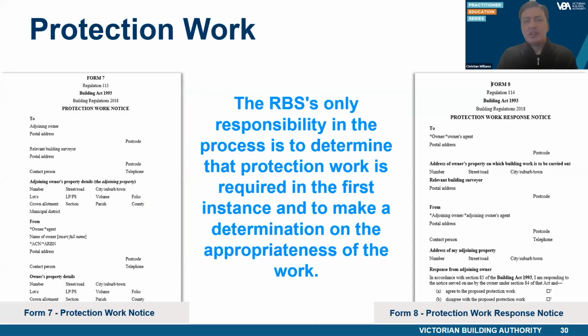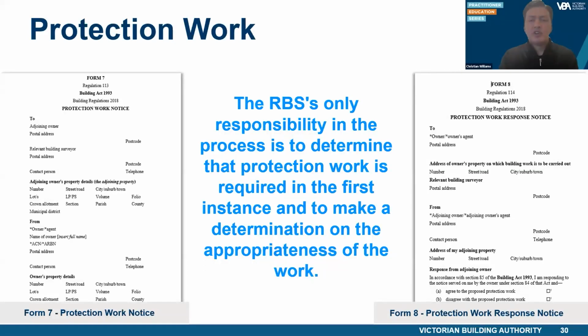The RBS's only responsibility in the process is to determine that protection work is required in the first instance and to make a determination on the appropriateness of the work once they have received notice in Form 8 for a request for further information or a disagreement to the protection work. The RBS has no further obligation in the process, and where there is a dispute in relation to the protection works process, the owner or their agent must make an application to the Building Appeals Board. Furthermore, the RBS cannot take enforcement action, such as, for example, a stop work order. This is because enforcement is only applicable to building work and not to protection work.